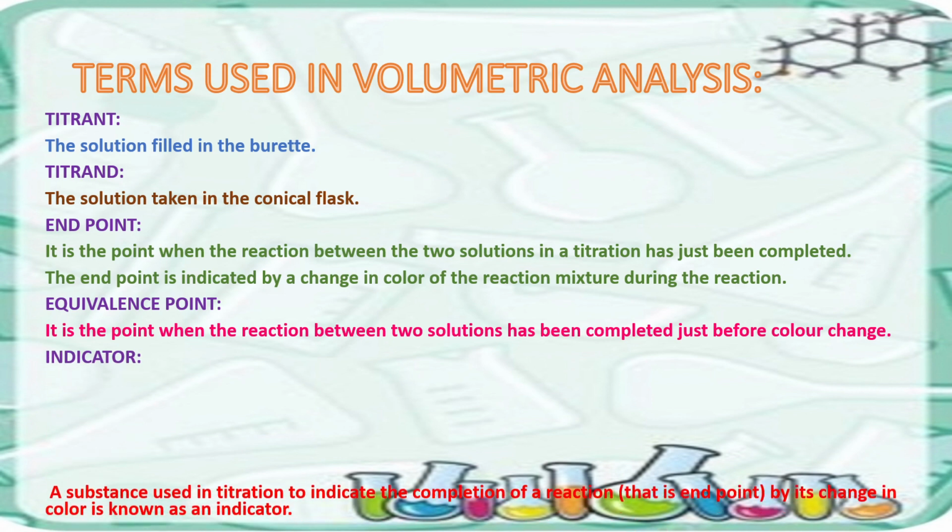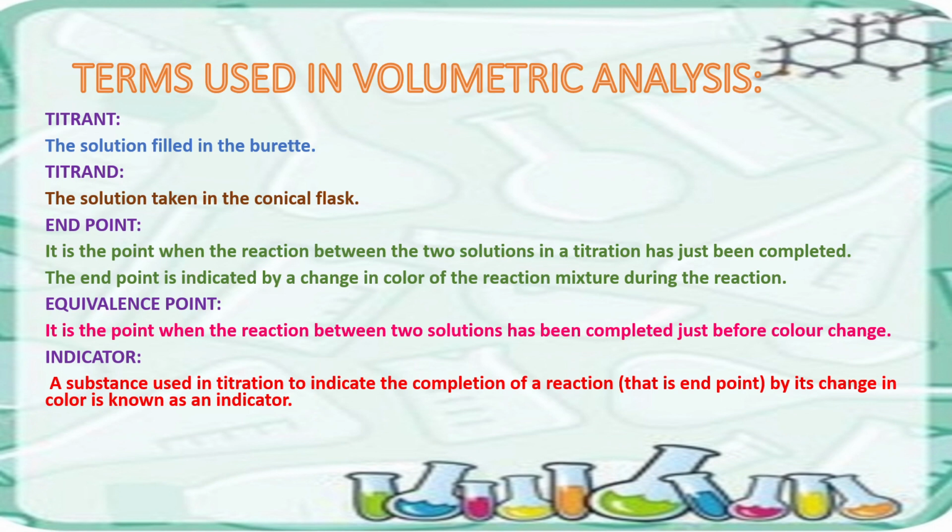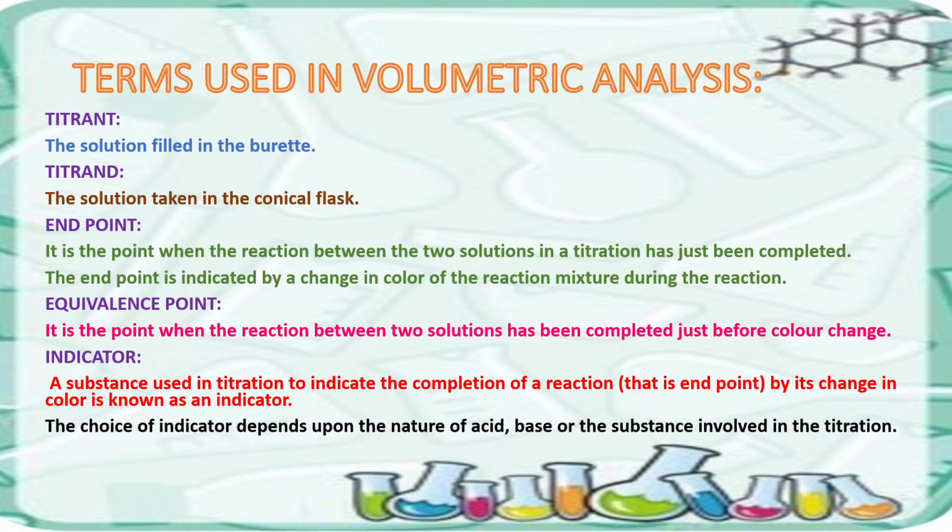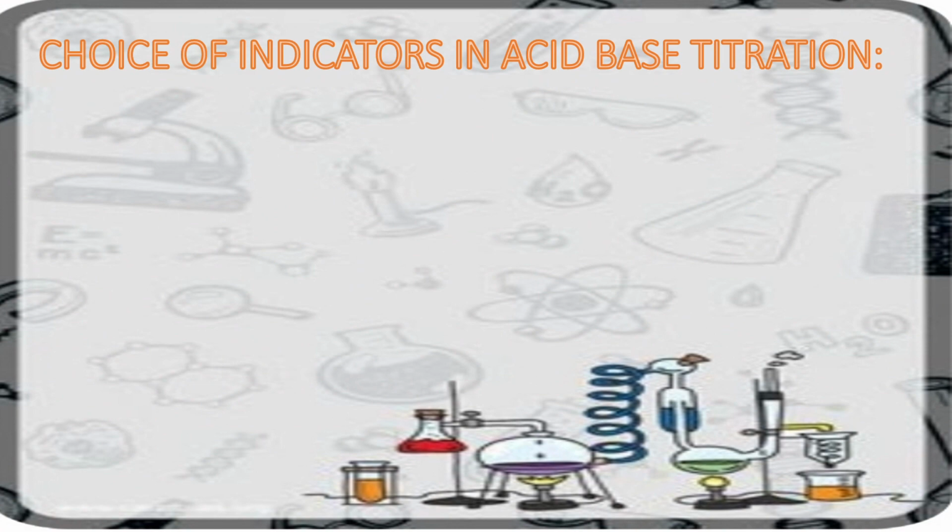Indicator. A substance used in titration to indicate the completion of a reaction, that is the end point, by its change in color is known as an indicator. The choice of indicator depends upon the nature of acid, base or the substance involved in the reaction. So let's see how the indicator is selected.